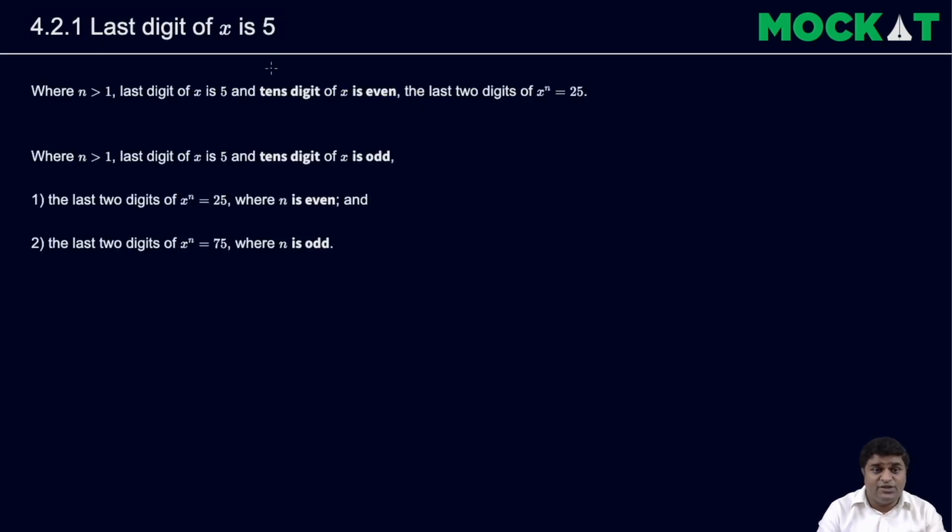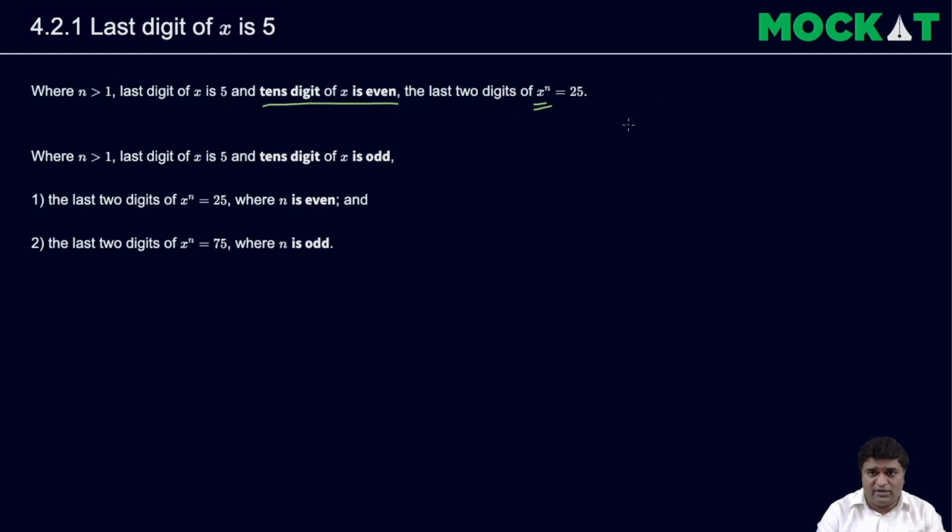Now where the last digit of x is going to be 5, the following rules apply. Let's go through it. Where n is greater than 1, the last digit of x is 5 and the tens digit of x is even, then the last two digits of x power n is 25. Once again, in x power n, x is the base, n is the power. If the power is going to be more than 1, and what's the condition for x? The last digit is 5 and the tens digit is even.